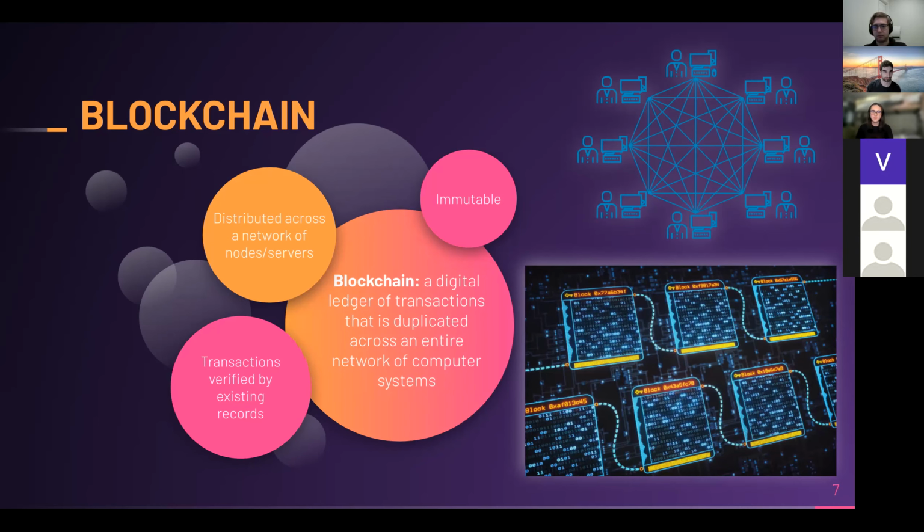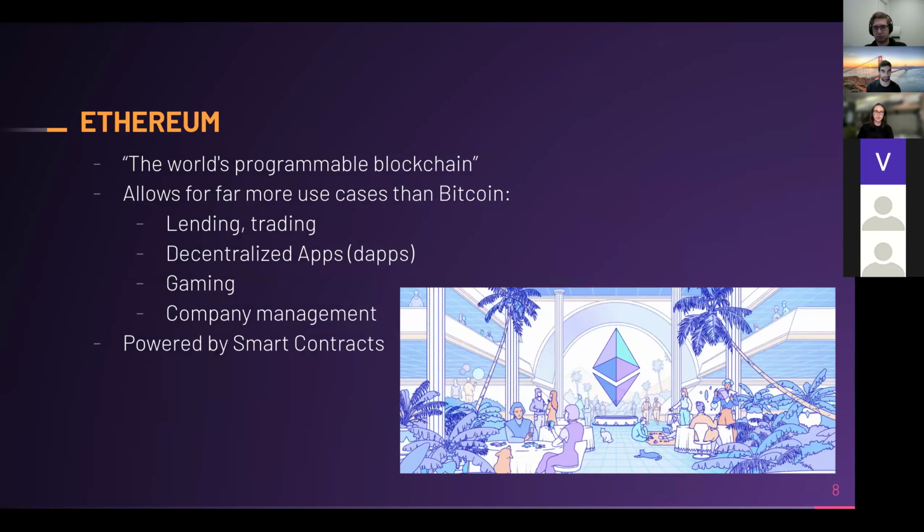Cool. So moving on to Ethereum's blockchain, which is what we're mainly going to be focusing on. Ethereum was imagined out of the initial conceptualization of the Bitcoin blockchain. It was imagined in 2013 when its developers coined it the world's programmable blockchain.